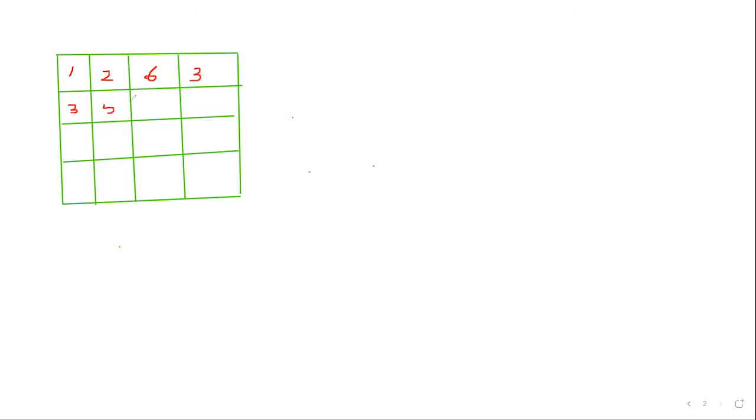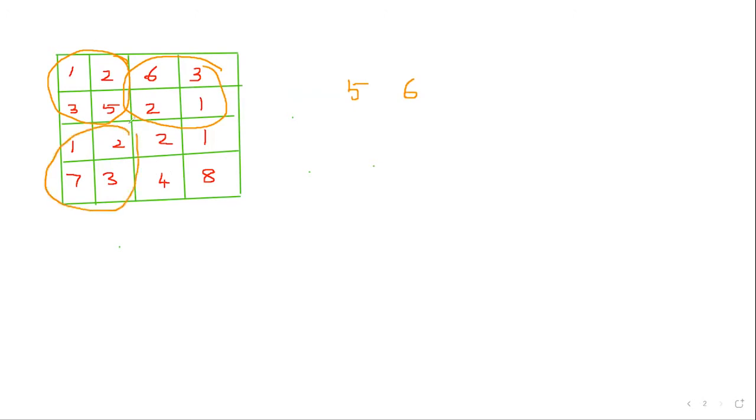For example, if I have this 2, 1, 1, 2, 7, 3, 2, 1, 4, 8. Say if I use this max pooling approach, what do we see over here? We will be looking at which is the maximum. Out of 1, 2, 3, 5, which is the maximum? 5, right? Here 6, 3, 2, 1, which is the maximum? 6. 1, 2, 7, 3, which is the maximum? 7. 2, 1, 4, 8, which is the maximum? 8, right?